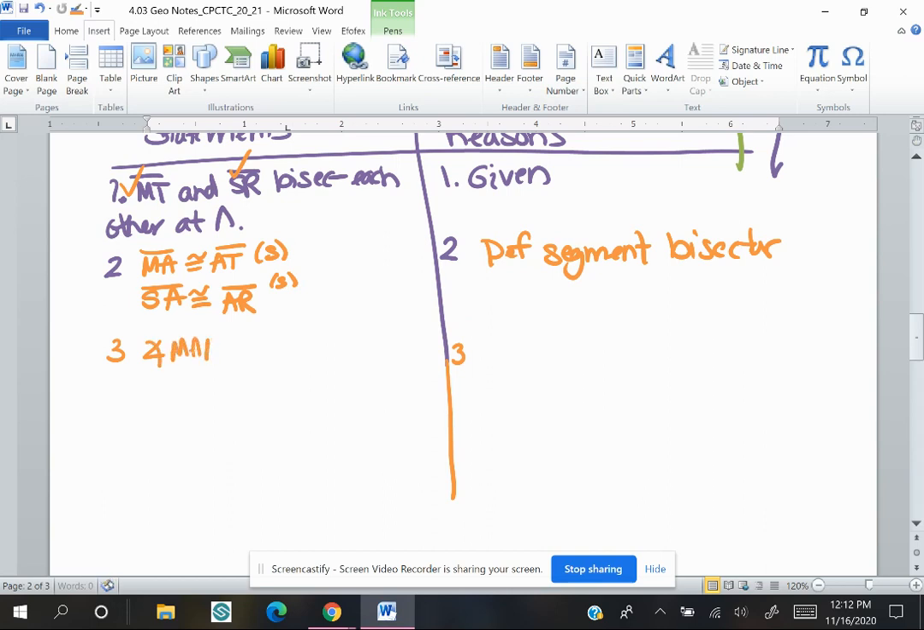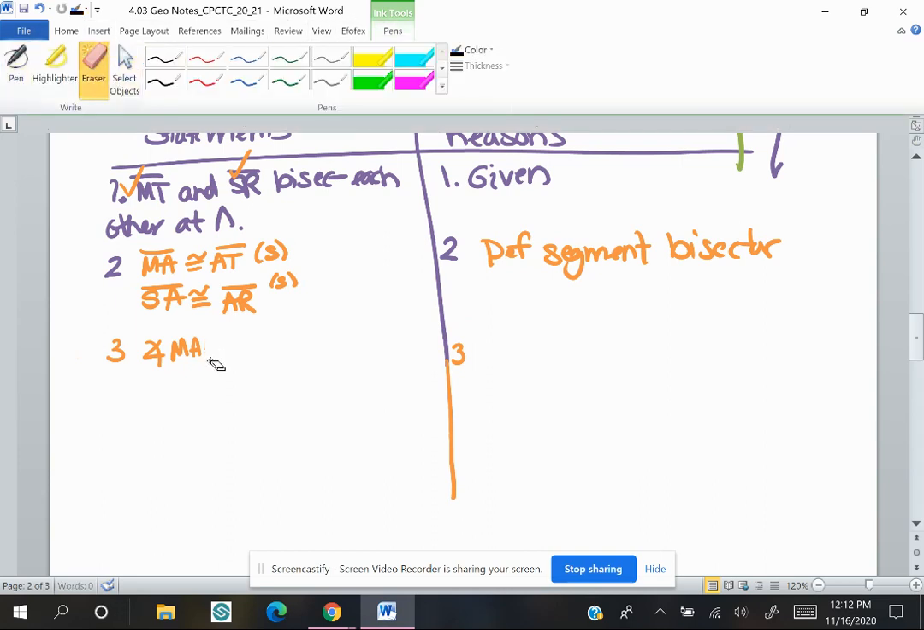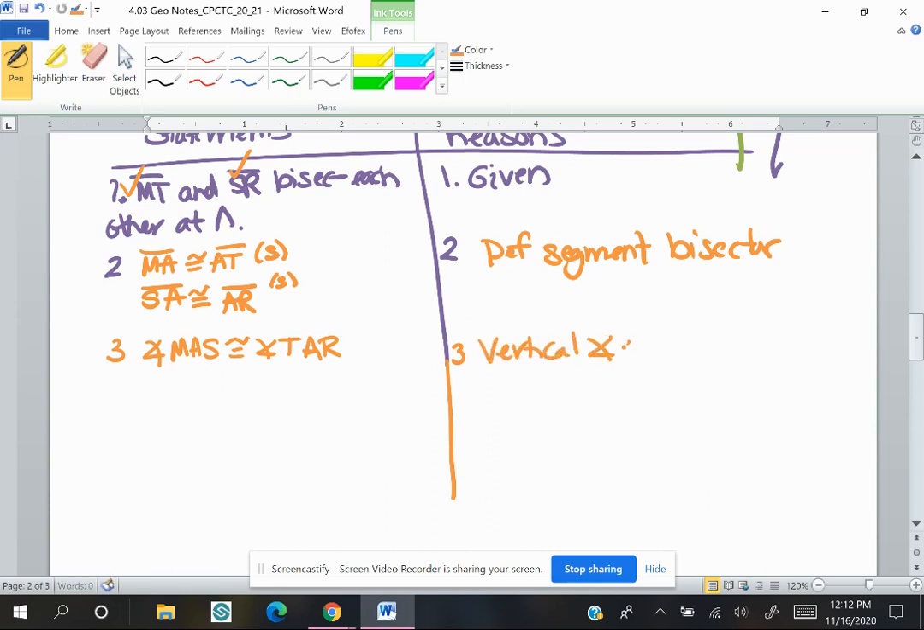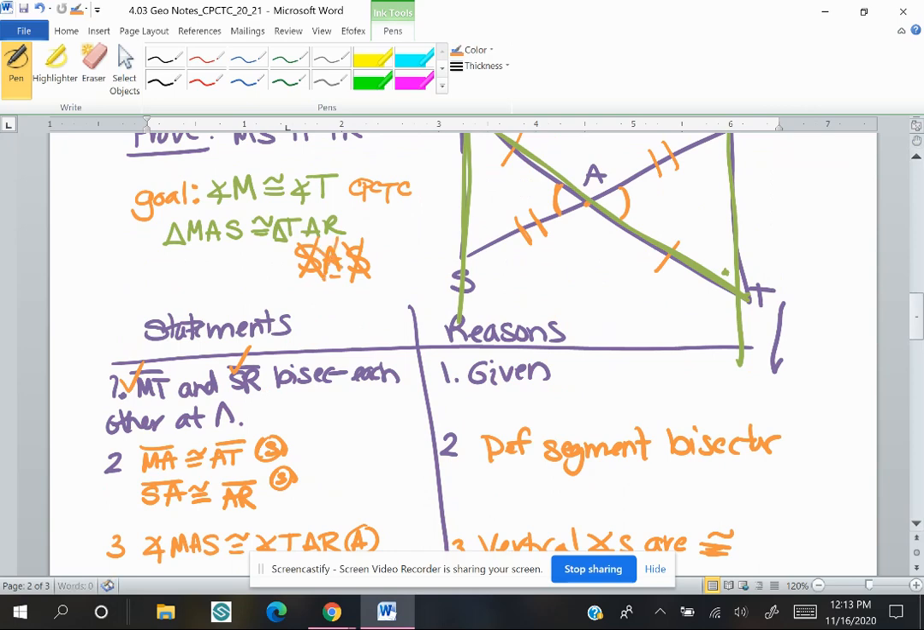So angle MAS is congruent to angle TAR. And I'm talking about angles here, not triangles. And the reason is vertical angles are congruent. Okay, so now that gives me my third piece, which is my angles. So now I must have enough information to say my 2 triangles are congruent.